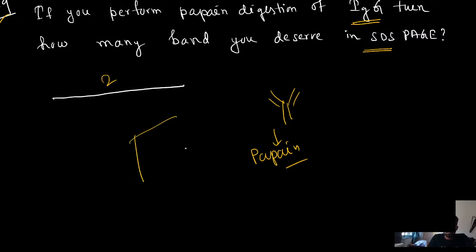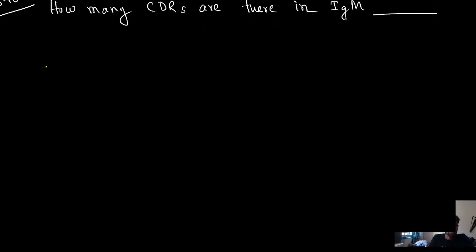Because what happened in case of SDS-PAGE, the 2 Fab fragments, their molecular weight is the same, so you can't really differentiate between them. They will be the same band, their intensity will be more, and one band is here and one band is here, like this. So this is for suppose Fc and one is for Fab. There are 2 bands. Okay. Next.